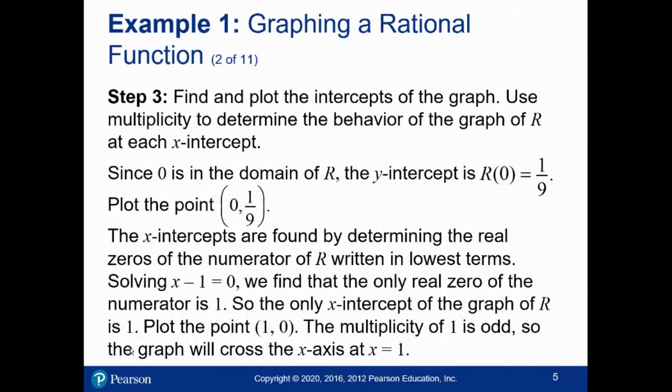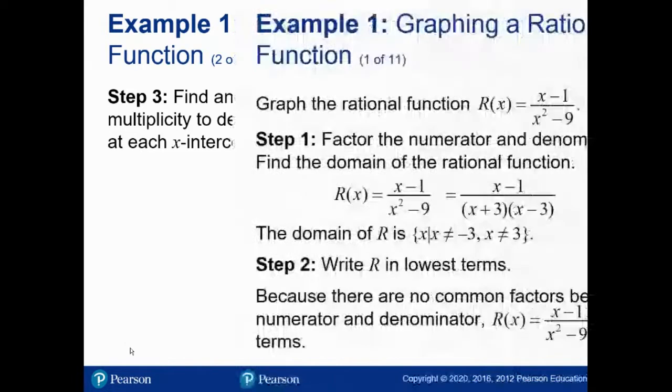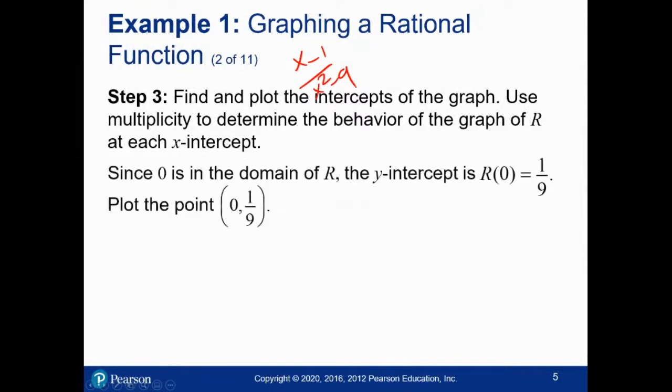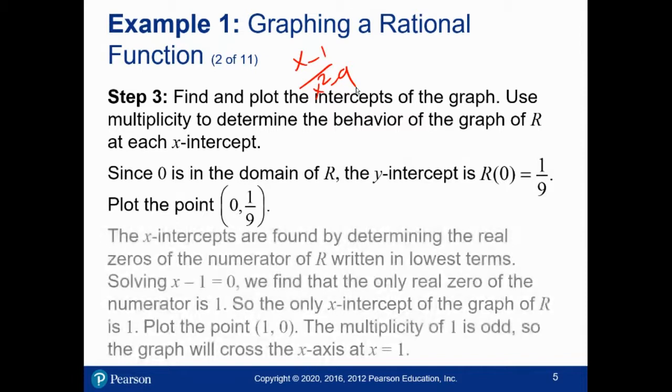I accidentally went 2 slides ahead, so let's just talk through this whole thing. So 0 is in the domain, which means I can plug it in, so it has a y-intercept. And when you plug in 0, you get out 1/9. The function was just x minus 1 over x squared minus 9. Sorry. So yes, 0 can be plugged in, and you get out 1/9.